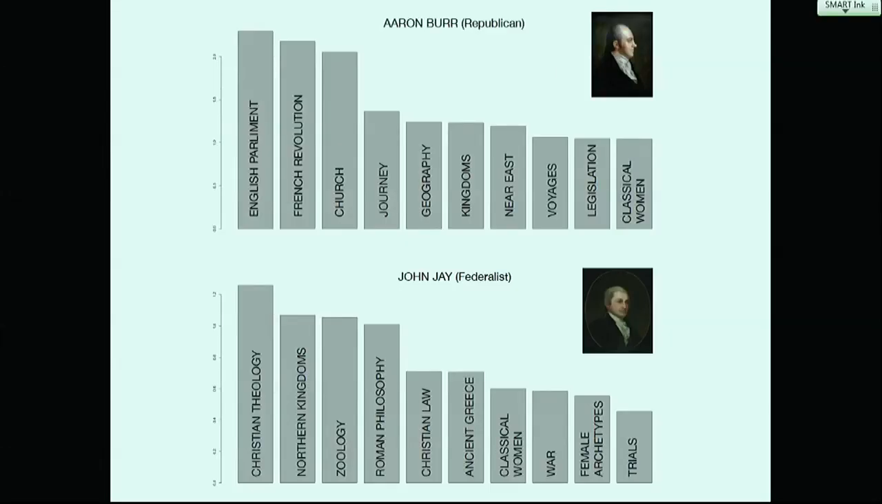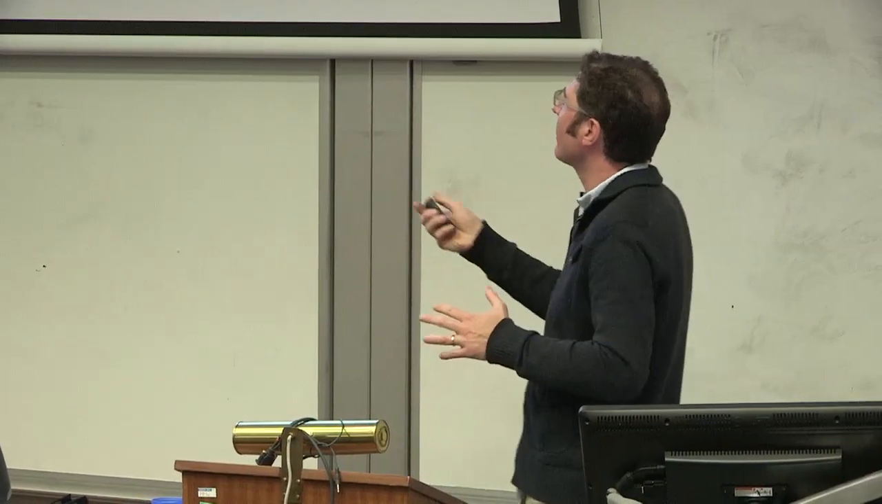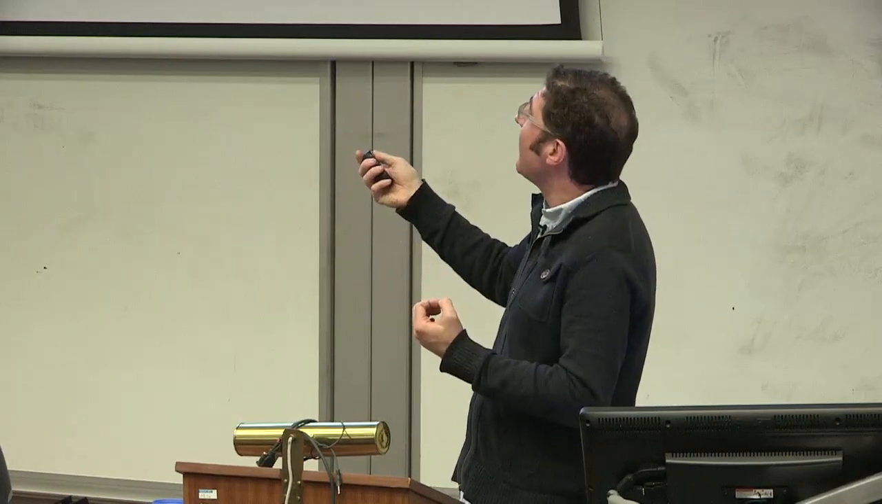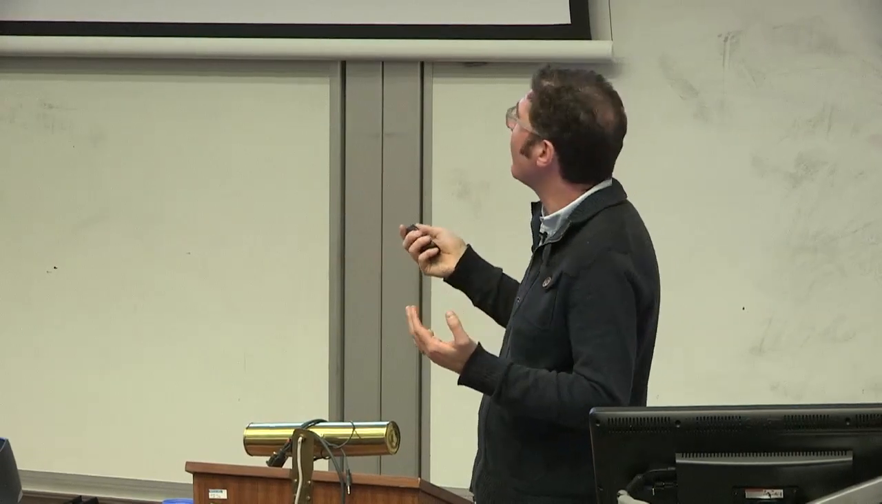The Republicans read about the French Revolution and English Parliament and had more secular reading behaviors. The Federalists had more classical reading behaviors. Again, this is according to Mark Hoffman. If you're a historian or if you know more about this than I do, I'm probably going to say something mistaken. But anyway, the point is, Mark told me that when you analyze the data, this pops out, that the Federalists have these more classical reading behaviors and the Republicans have more secular reading behaviors.